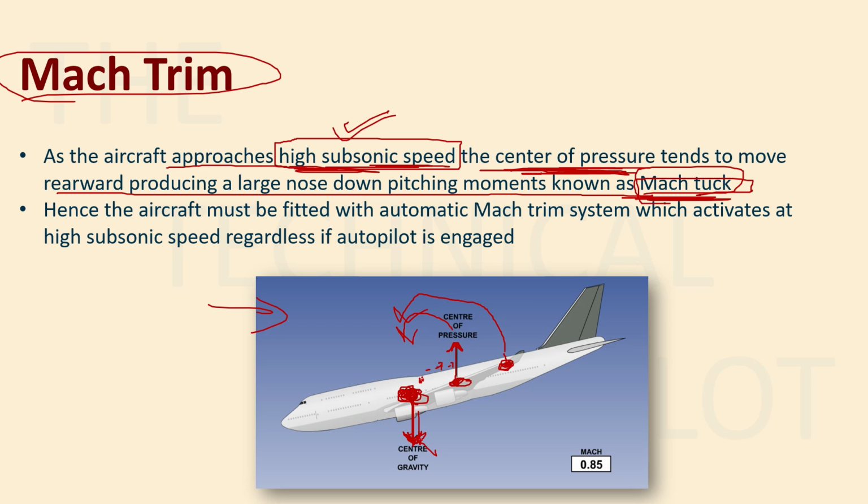All right. So the phenomenon of CP moving rearward as the aircraft approaches high subsonic speed is known as Mach tuck, and there has to be a system which corrects this, right? The system which corrects this is known as a Mach trim system. So the Mach trim system is fitted, which corrects this Mach tuck, and this Mach trim system activates at high subsonic speed regardless of whether the autopilot is engaged. It does not matter if the autopilot is engaged or not. The Mach trim system will automatically kick in and correct this deadly nose down pitching movement of the aircraft. Right. So this is known as Mach trim.